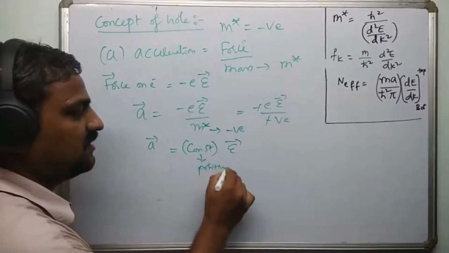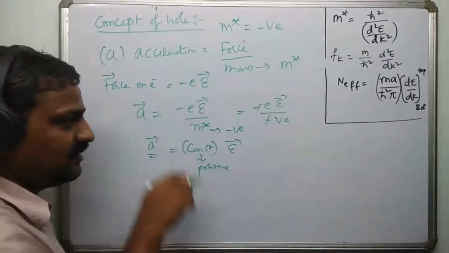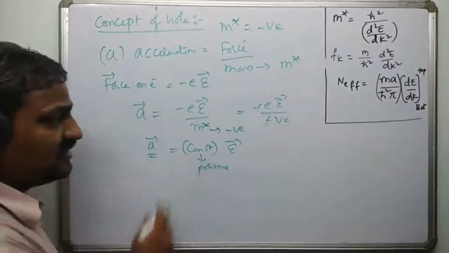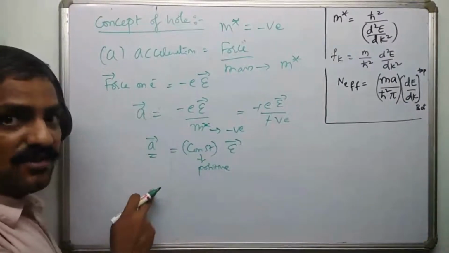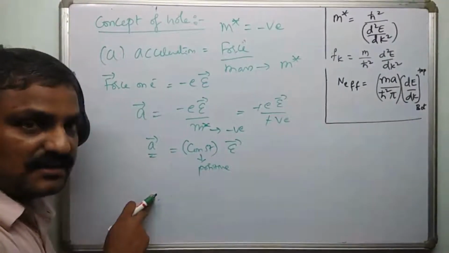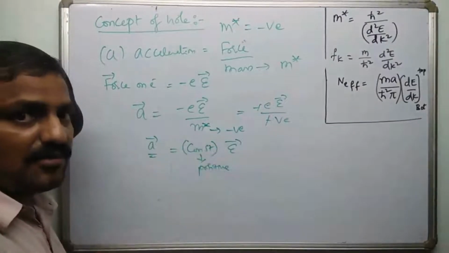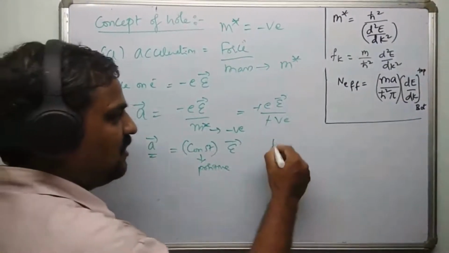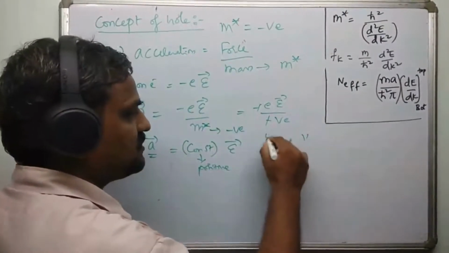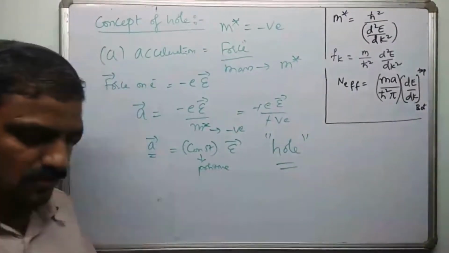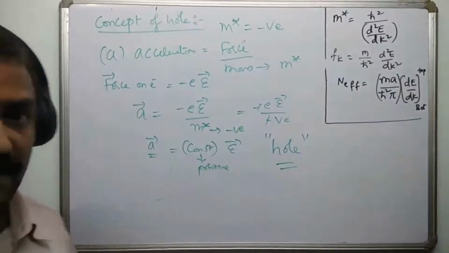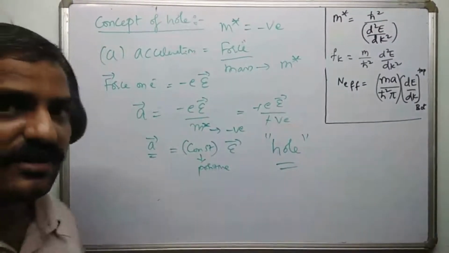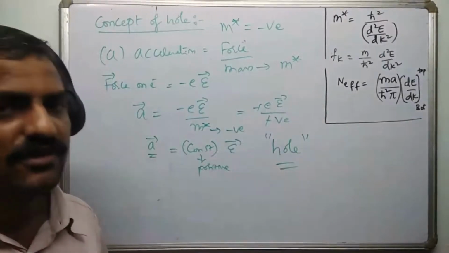Or in other words, the acceleration of this particle will be parallel to that of the electric field instead of being opposite. So it clearly shows that the electron is no longer behaving like a negatively charged particle, but like a positively charged particle. That positively charged particle is what you call a hole. This is the concept of hole, right? So when you look at the effective mass of the electron, in some regions the effective mass tends to be negative, and those negative effective mass electrons are what we call holes.